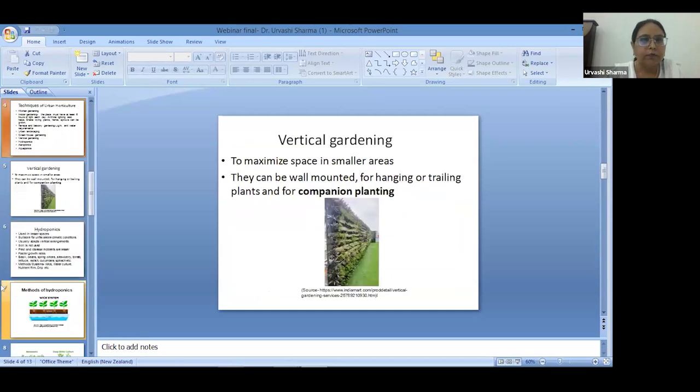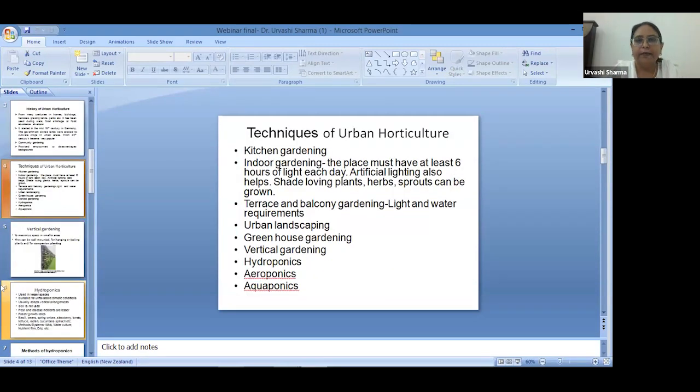Now, let's talk about what are the techniques. Usually the techniques which we involve is growing the plants in the kitchen, like in the window where there's a bit of sunlight. The plants required for the kitchen can be grown there. Indoor gardening can be done in the balconies or even some other places in the living rooms or bedrooms even for plants. And to produce them, we need artificial lighting sometimes if the light is not sufficient, and water as the plants need. Shade-loving plants, herbs, and sprouts are mostly grown here.